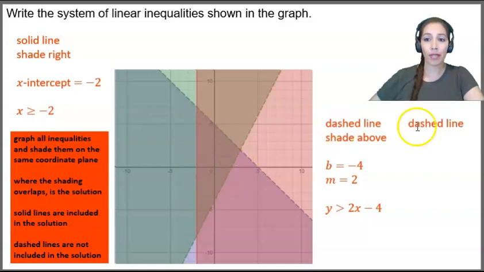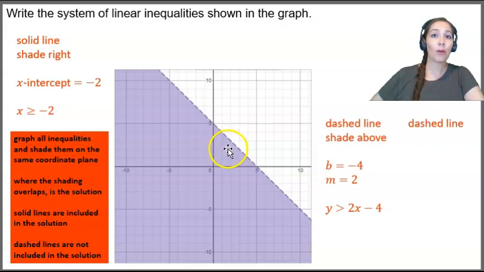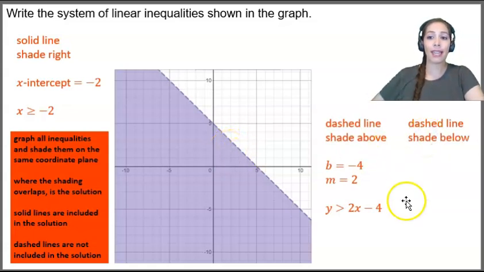So that other one we have is a dashed line. So let's look at that one individually. It's a dashed line, and we are shading below the dashed line. So dashed line means it'll be greater than or less than. Shading below means it will be less than. So this will be a less than problem, y less than.